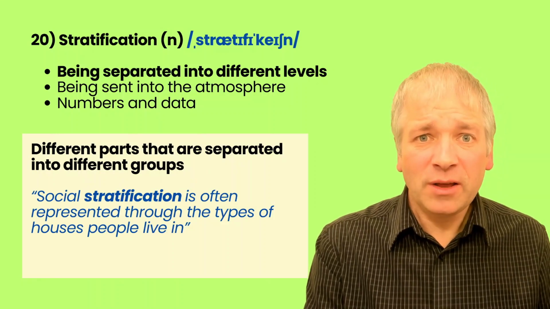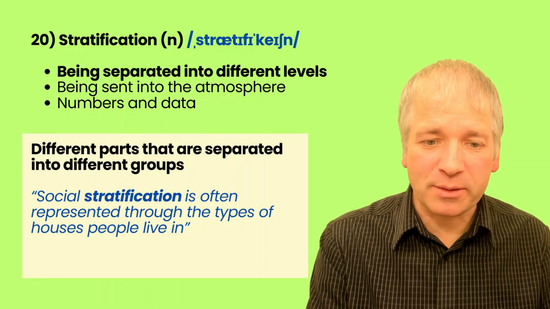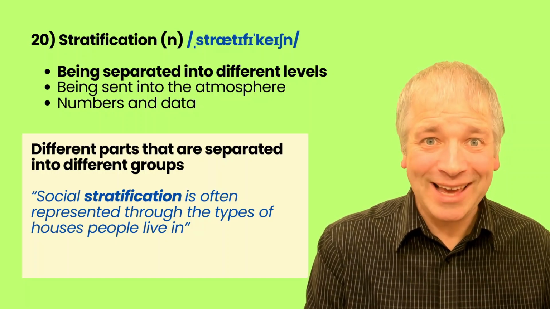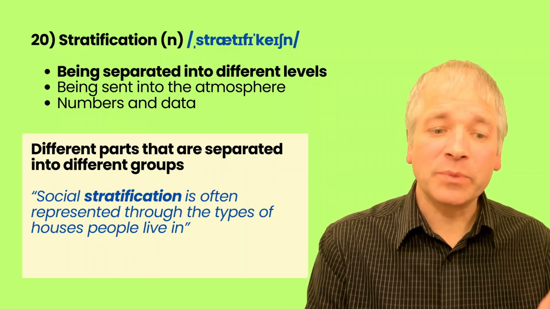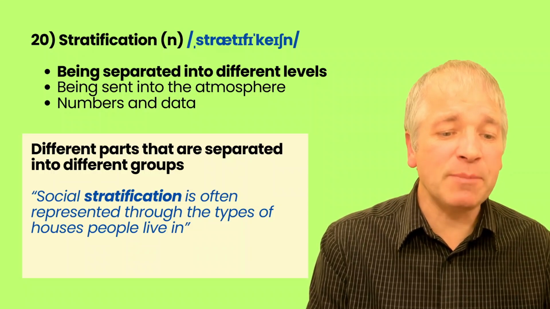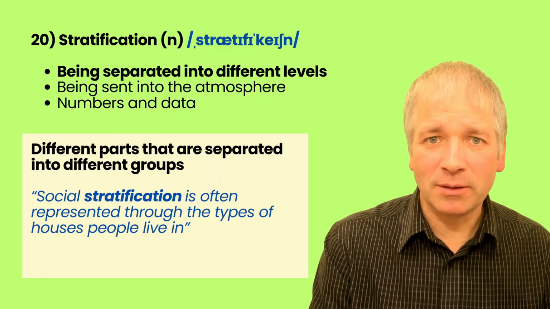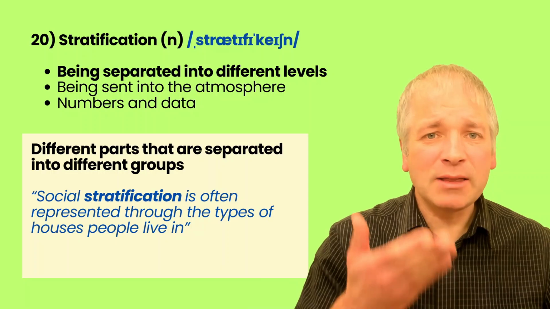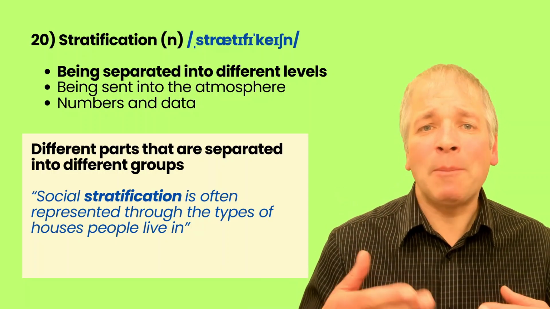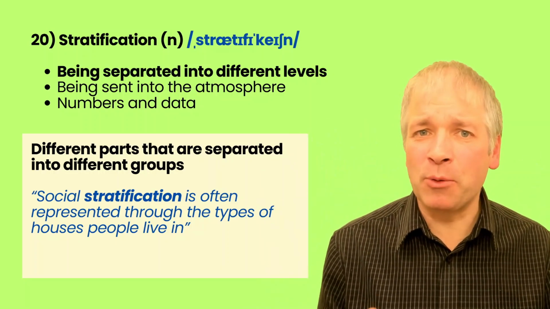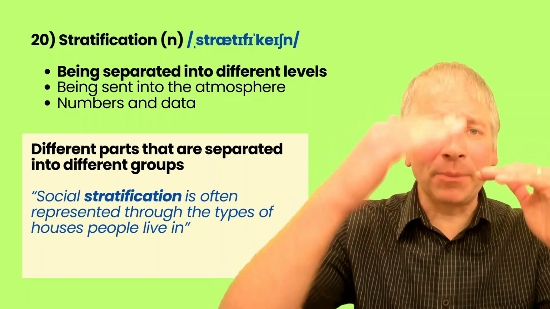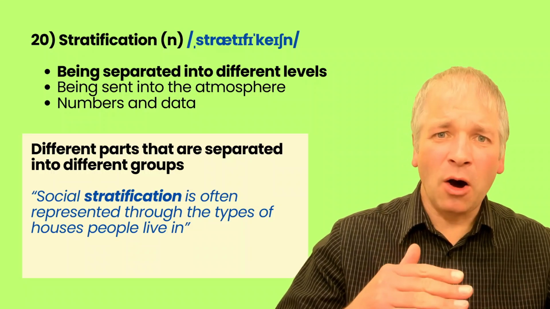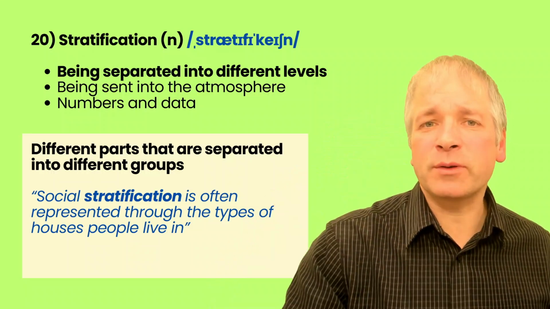With stratification, there is something that has different parts, and that can be separated into different groups. Such as in the example here, social stratification is often represented through the types of houses people live in. So social regards to people, and we can divide them sometimes according to how much money they have. And in general, people with more money will have bigger properties. People with less money will have smaller properties. It's a way of stratification of society.